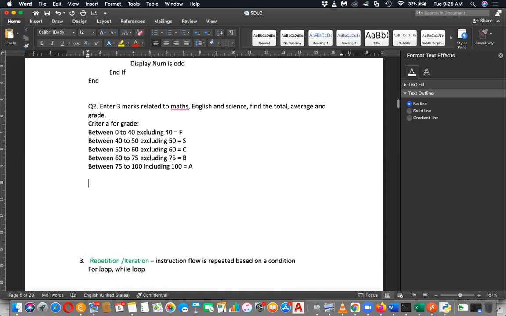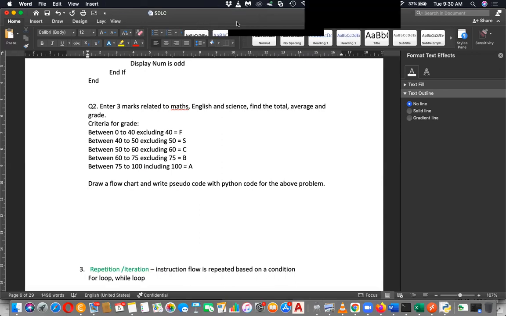Okay, draw a flowchart and write pseudocode with Python code for the above problem.